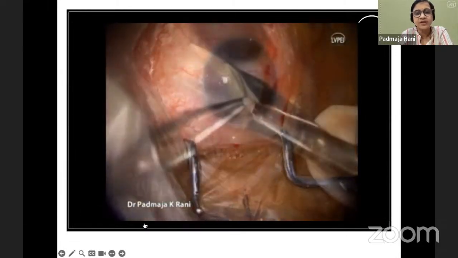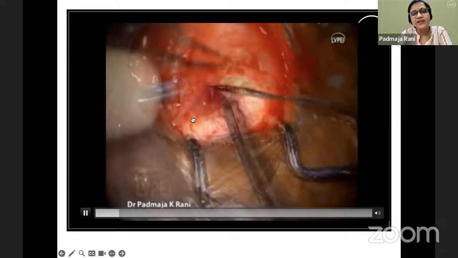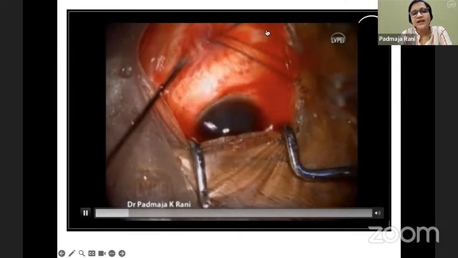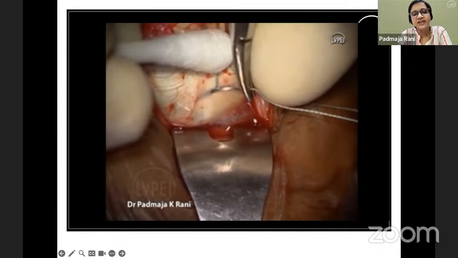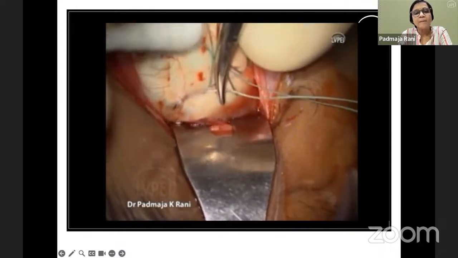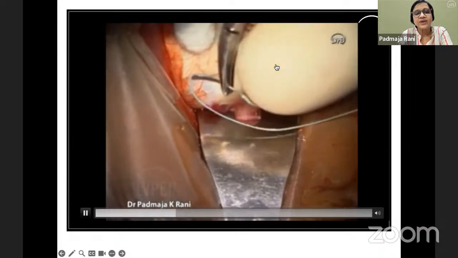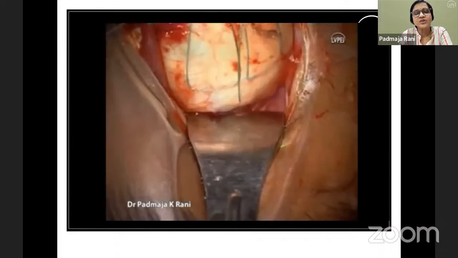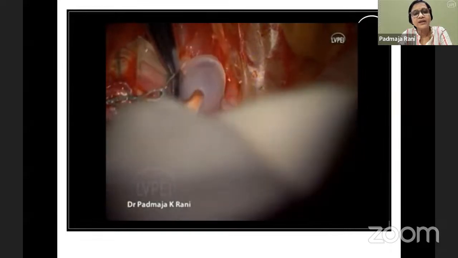So let us see these steps in this video. The first thing is the conjunctival peritomy, and then you are doing the muscle tagging. After the tagging is done, then you do the check. And then these are the placing of the scleral sutures. You can see horizontally you are placing the sutures, and an anterior bite will be there. And you are placing the buckle.